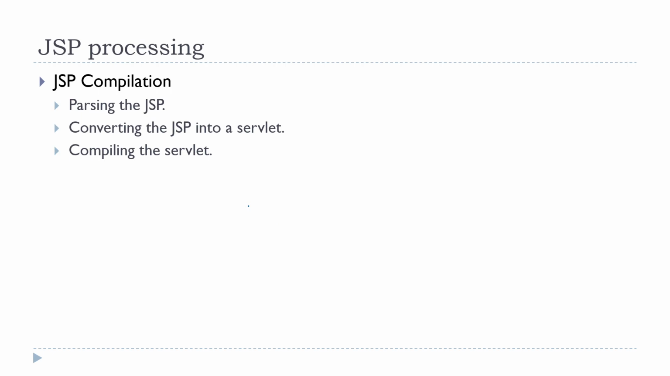Now, the processing of a JSP, so basically the compilation, when we compile a JSP, the three steps that occur are: first, the JSP is parsed into tokens, and then it is converted into a servlet. So the entire JSP is first converted into a servlet, and then the way we compile a servlet class, the same process follows. So that is why we say that JSP is built on top of the servlets API.